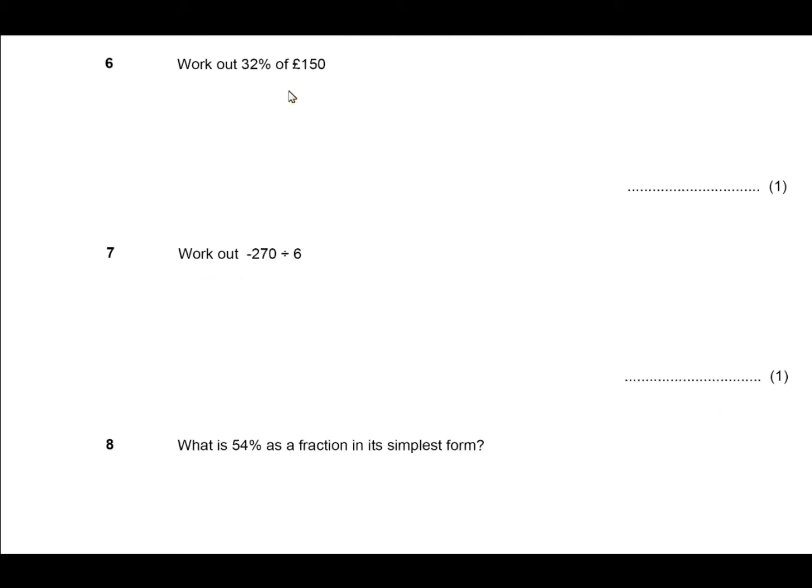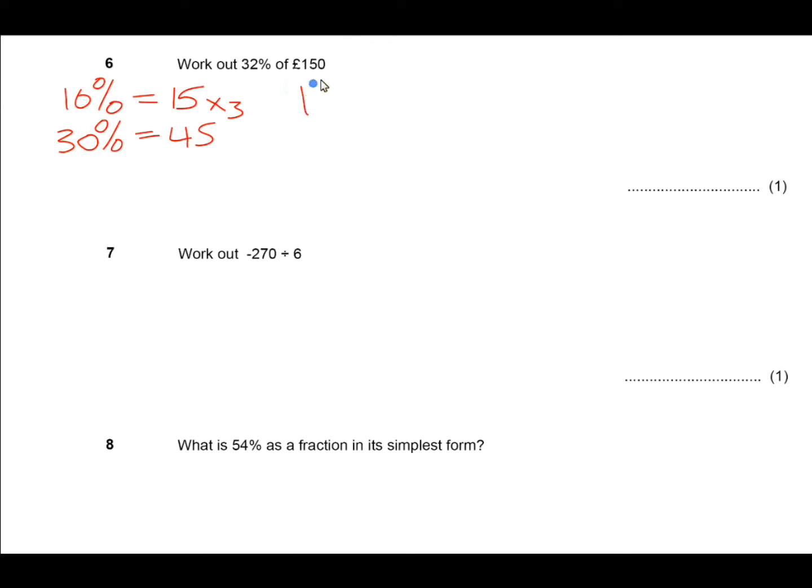Question 6 is work out 32% of £150. So whenever you get a percentage of an amount in the non-calculator exam, use the 10% rule. So we know 10% is £15, and therefore 30% must be 3 lots of 15, which is £45. So we've got our 30%.